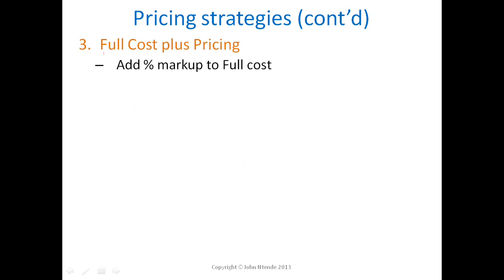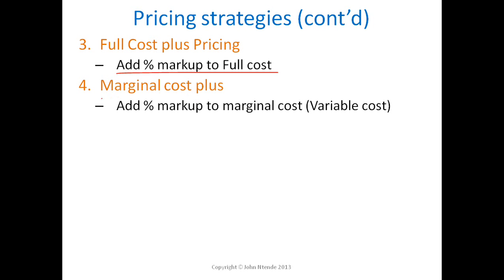There's something called full cost pricing. Basically you just add a markup to the full cost of production. Then there's something called marginal cost plus. Here the markup or margin is added to the marginal cost. And remember, marginal cost is the variable cost. The advantage with these two is that they're very easy to understand and very easy to apply.